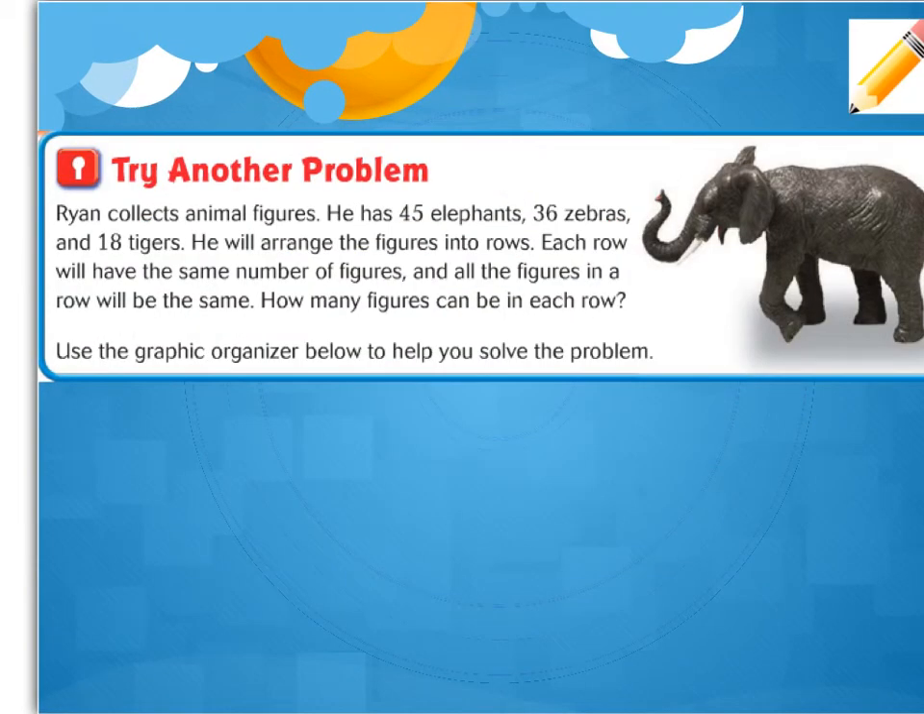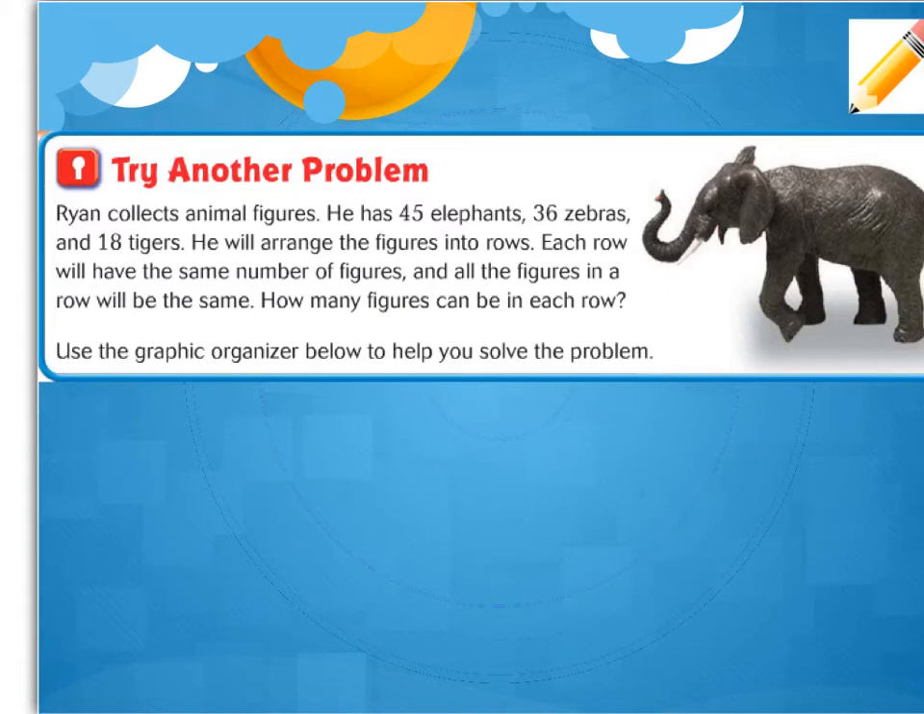Let's try another problem. Go ahead and copy this problem into your notes so you have it for an example. Ryan collects animal figures. He has 45 elephants, 36 zebras, and 18 tigers. He will arrange the figures into rows. Each row will have the same number of figures, and all the figures in a row will be the same. How many figures can be in each row?